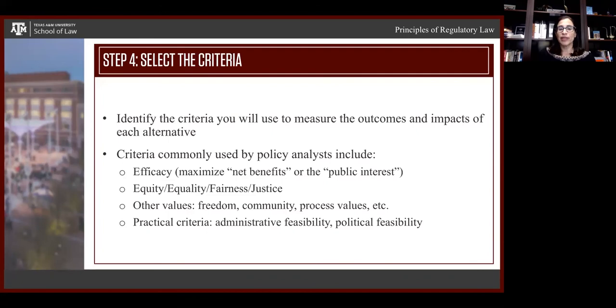So equity, equality, fairness, or justice are outcomes or impacts that usually can't be quantified but may be important to consider. Other values could be freedom, community, or process values. And then there's also practical criteria to consider. So what's the administrative feasibility? How easy is it to actually do this thing? And also, what's the political feasibility? So is this something that politically could actually happen?